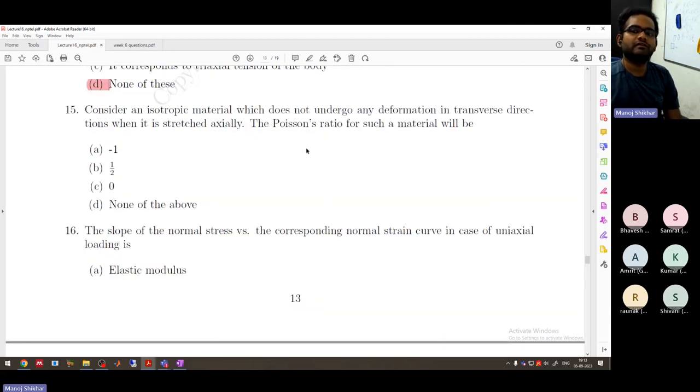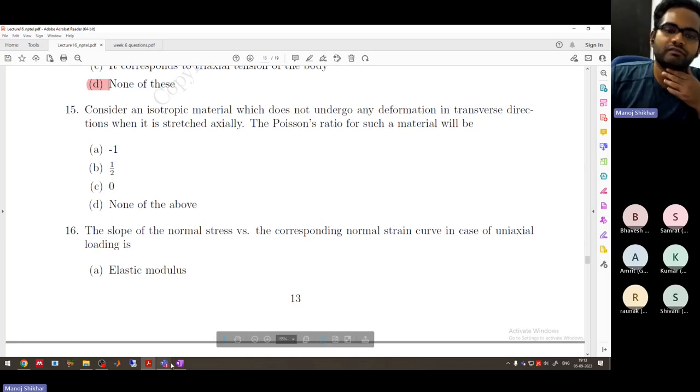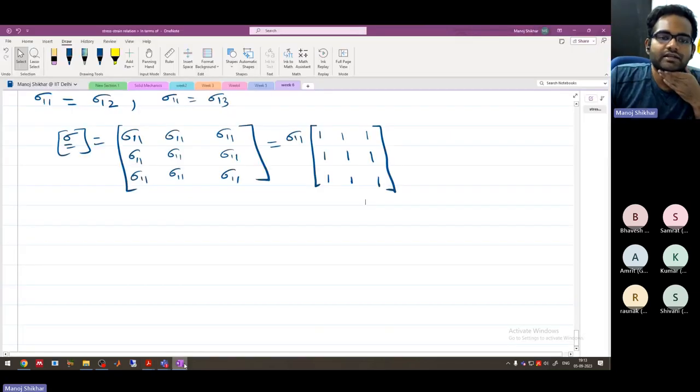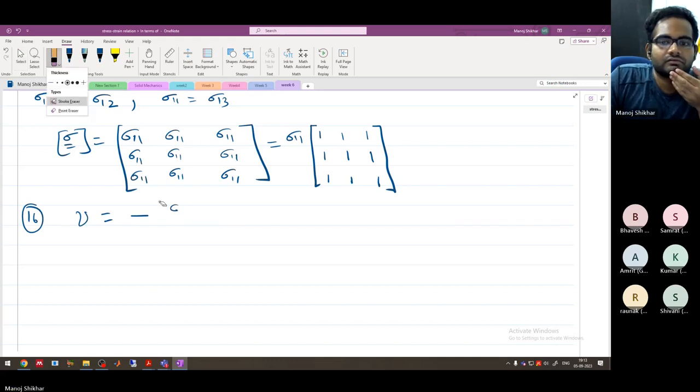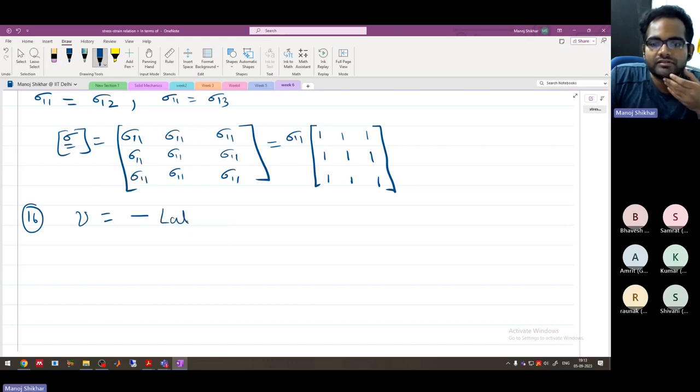Consider an isotropic material which does not undergo any deformation in the transverse direction. When it is stressed, the Poisson's ratio for such material will be? So I can directly say the answer is 0, but still I will show you. What is the formula of Poisson's ratio? It is minus lateral strain by longitudinal strain.